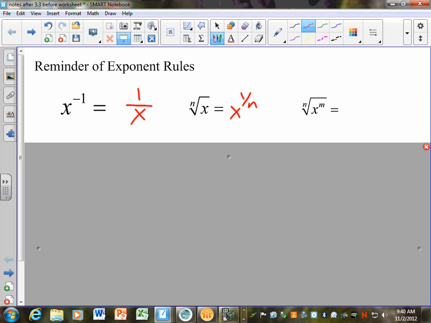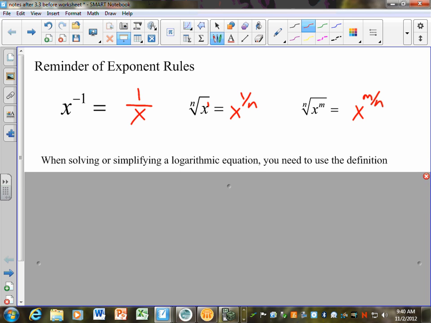So then I threw in this one. What if there's a root on the outside and a power on the inside? It's the same thing as this, right? There's a 1 here right now. That's why it's 1 over n. But if it's like this, this is still your denominator of your fraction. This just becomes your numerator. So this becomes x to the m over n. Yes? Yes, very important exponent rules.